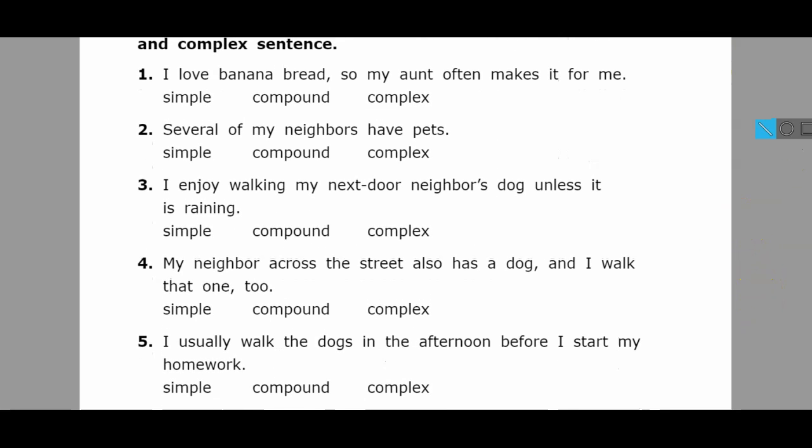So it says to underline, right? Underline that. Then it says to do what? Circle the word that makes it a compound or complex, right? So what word makes it a compound? So. How about this one? Several of my neighbors have pets. Simple. That's simple. Oops, not complicated.